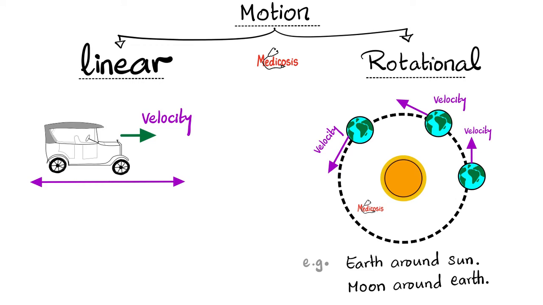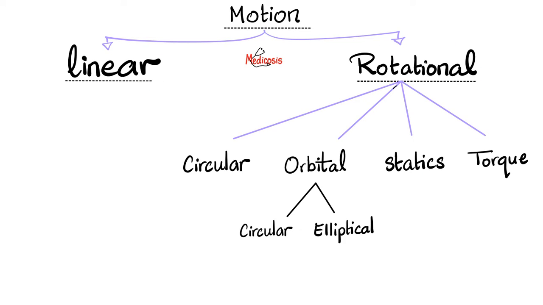So, we have linear motion and rotational motion. Rotational could be circular, it could be orbital, like planets. Some of them have circular, others have elliptical orbits. There are also statics and torque, and these concepts should be discussed later.